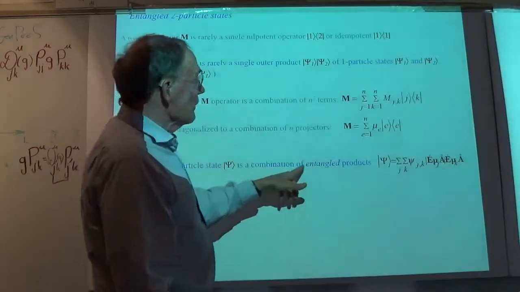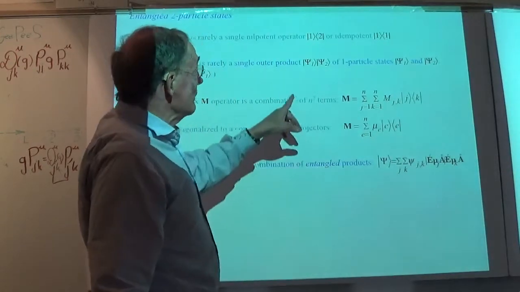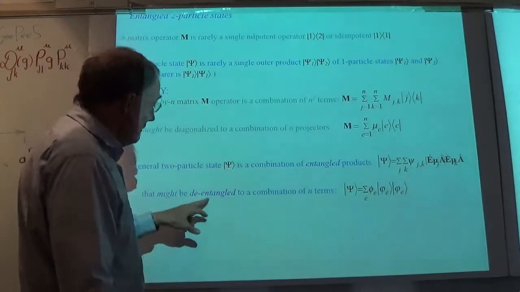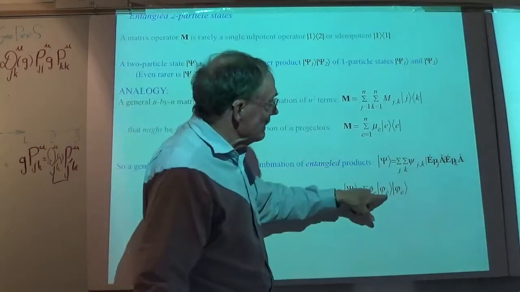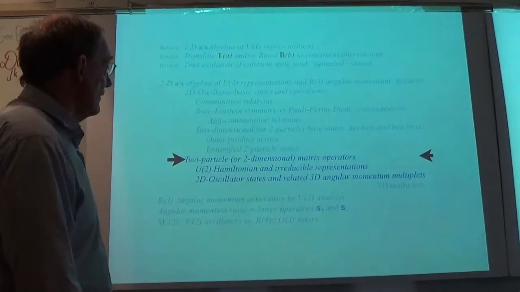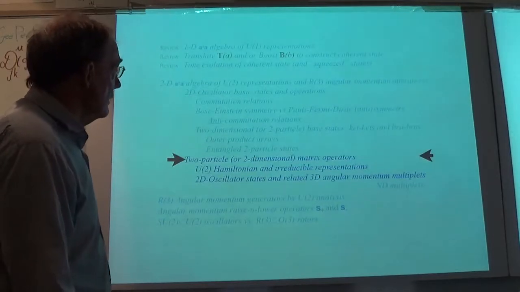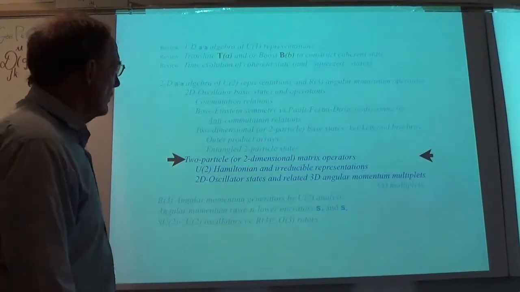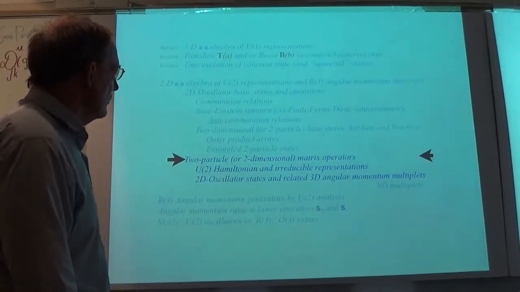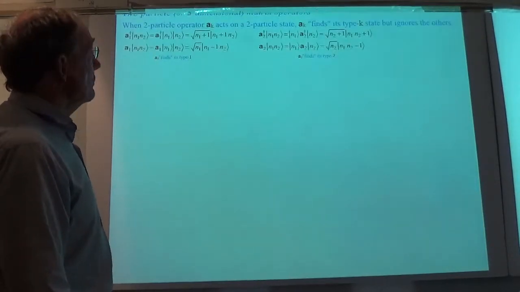General two-particle states are combinations of entangled combinations. It is very rare to have this situation as a useful description, okay? Now it might be de-entangled to a combination of n terms, like that. It might be, but no guarantee. So be aware of that terminology. It's very important for quantum information. Engineering, is what I call it. And they have yet to come up with an engine, but still you could use the term engineering to describe their efforts.